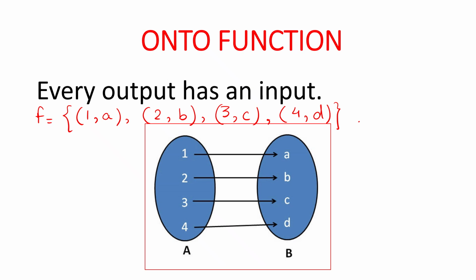As we know that range is the second element of the ordered pair, so range of this function is the set containing A, B, C, D. Clearly we can see that this range is equal to the set B.